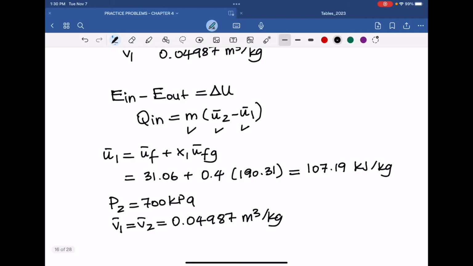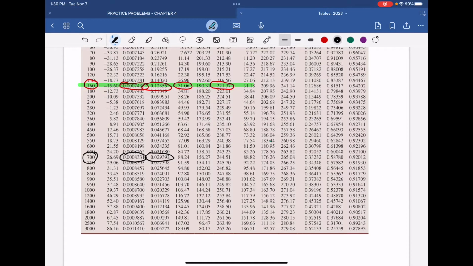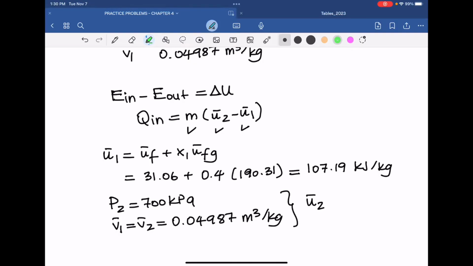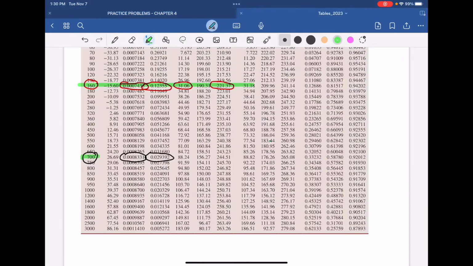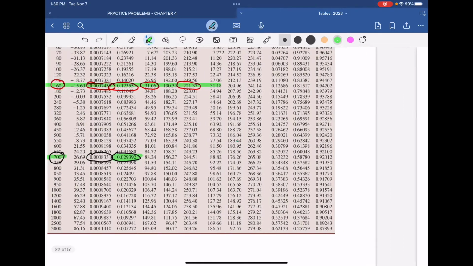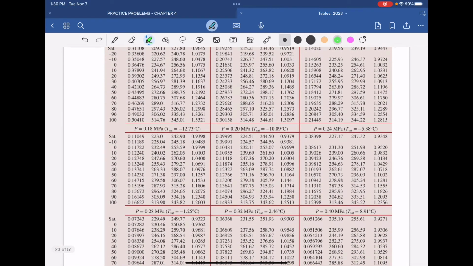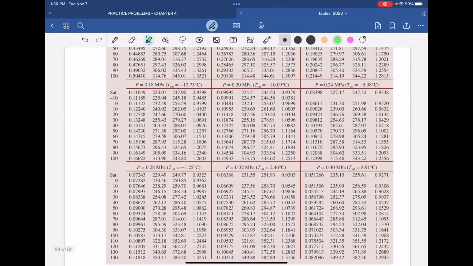And this should lead us to the right tables to read what would be the second state internal energy. Let's take a look at it at 700 kilopascal. What is the V value we have? 0.049, which is about this. So you have a superheated, and then we go 0.7.